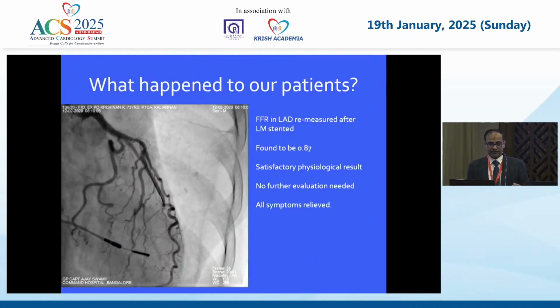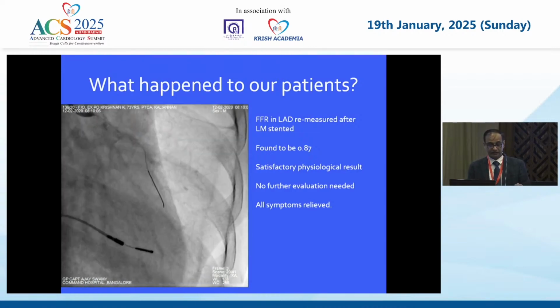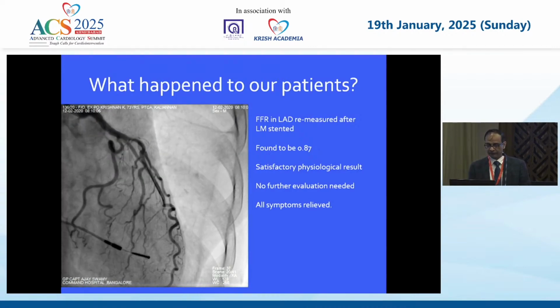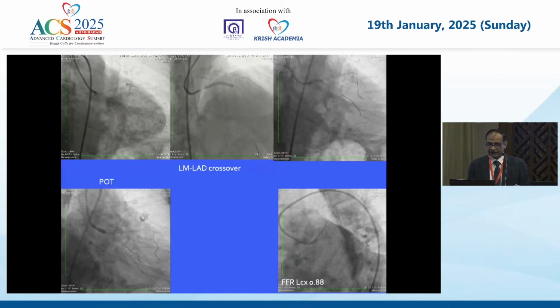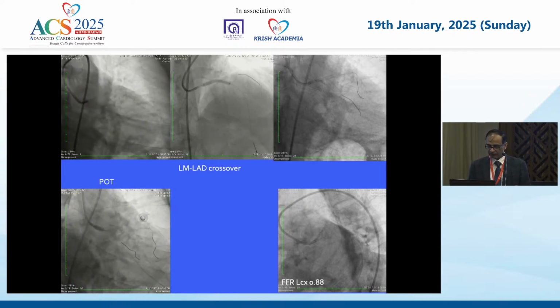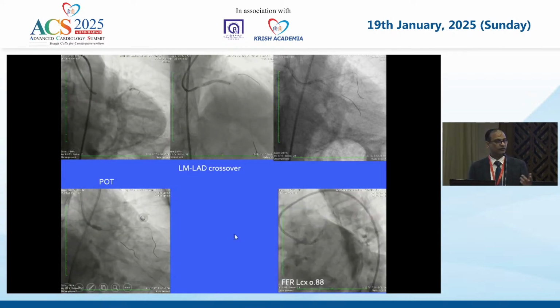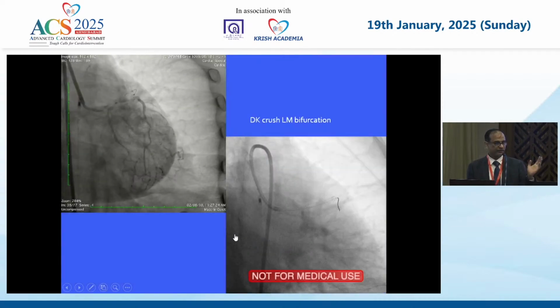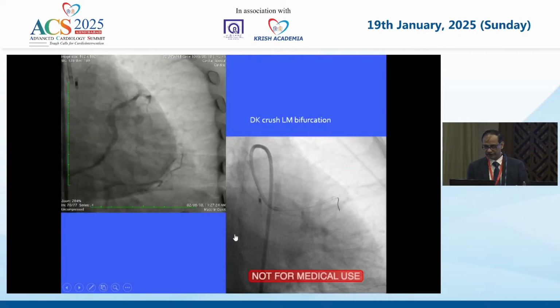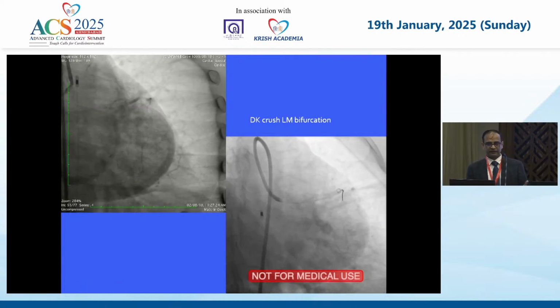What happened to our patients? This patient was simple. She had a discrete lesion in the left main, and that was fixed. Post-PCI physiology was 0.87 into both. And this is the LM-LAD crossover stent. A POT was done, and then the FFR into the circumflex was measured. That was 0.88, so that was left alone. And this patient had diffuse disease in all three. So she underwent a DK crush angioplasty, and revascularization into both.